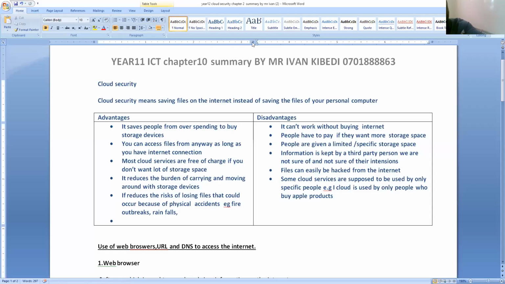So we are looking at cloud security, or what we call cloud computing. It's very simple. Here, the word cloud basically means internet. Cloud computing is the process of saving files on the internet instead of saving the files on your personal computer. You save the files on the internet.